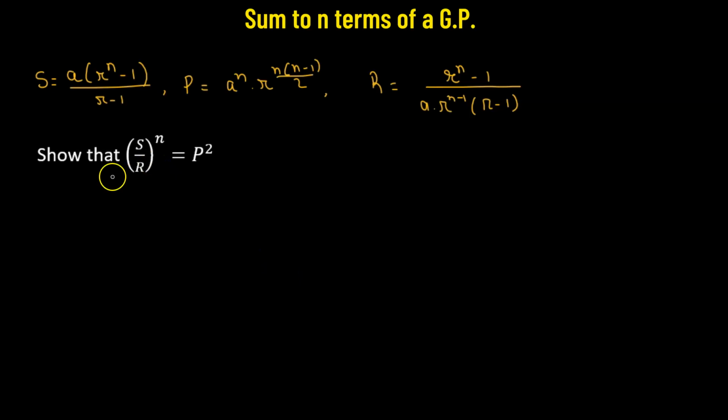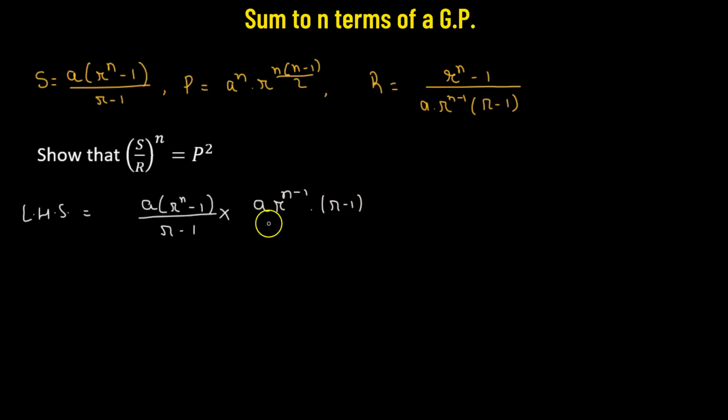Now that we have the values of S, P and R, let's start from the left hand side. On the left hand side we have S divided by R, so we'll take S first, which is a times (r raised to the power of n minus 1) divided by (r minus 1). This is divided by R, so we simply multiply by the reciprocal of R, which is a times r raised to the power of n minus 1 multiplied by (r minus 1) whole divided by (r raised to the power of n minus 1). And this entire expression is raised to the power of n.